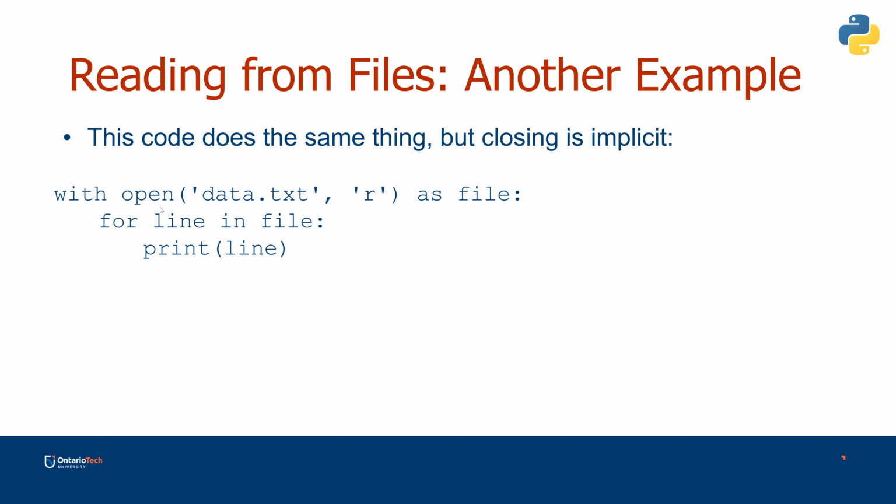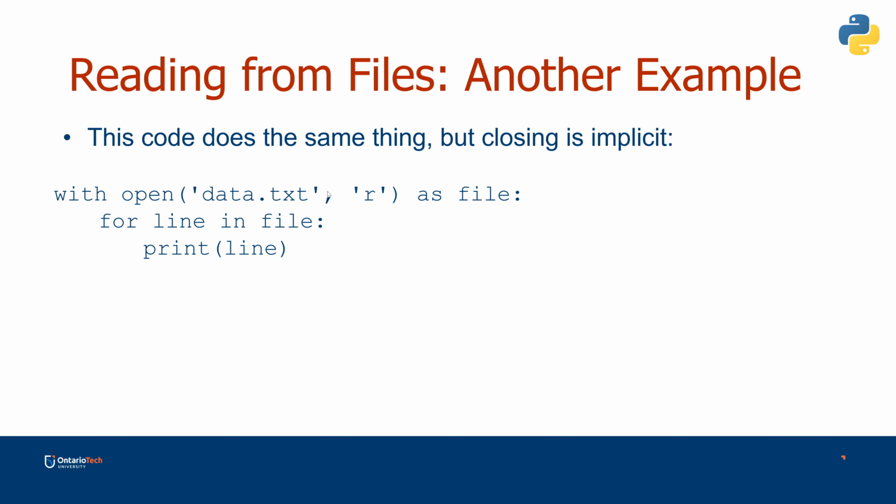You can see we're still calling open. We still pass it the same file name. We still pass it R for the read mode. But in this case, we're saying with value as variable name. So instead of saying variable name equals value, so instead of saying file equals open data.txt, R, we're saying with open data.txt, R as file. So it's effectively very, very similar in operation.